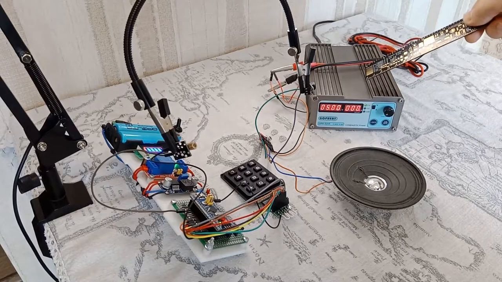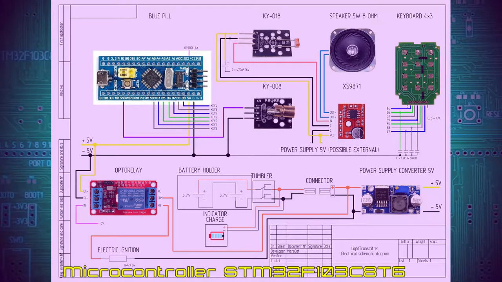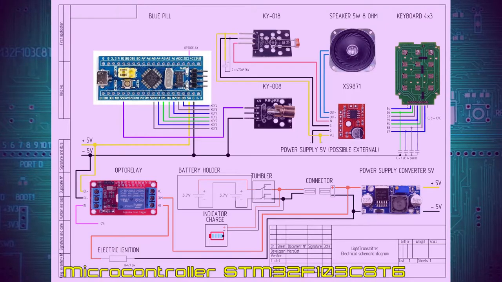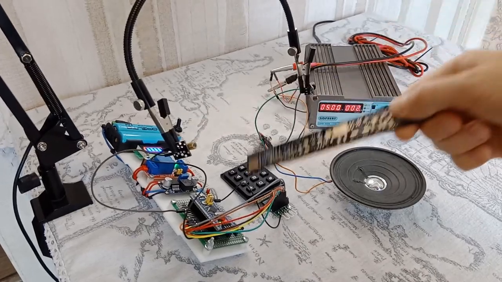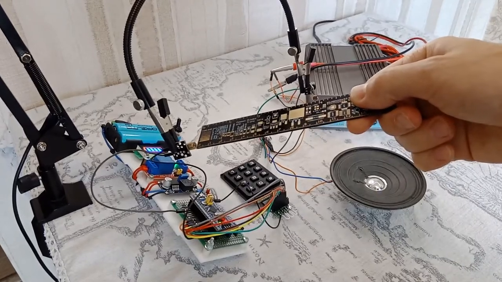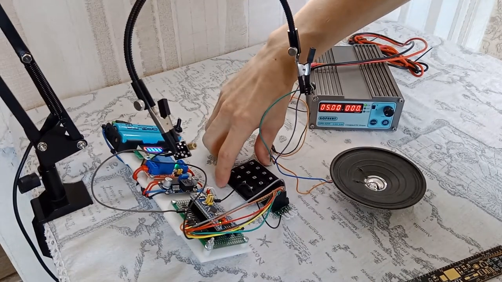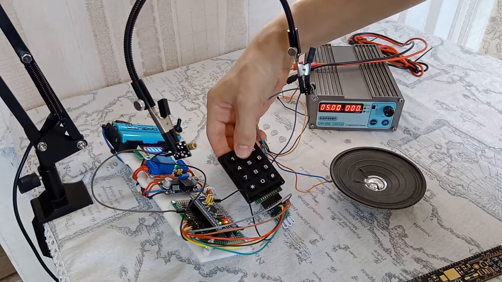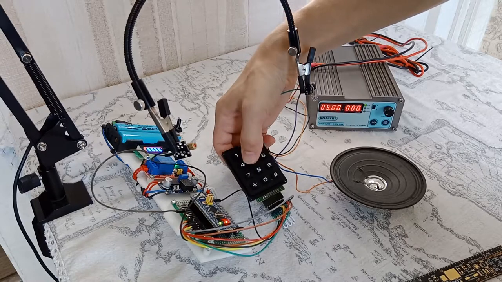You can power it from an external source of 5 volts. An STM32 microcontroller is used to control the laser, to which a PWM signal is supplied. The basic idea is to encrypt the desired signal, package it in PWM and send it to the transmitter. The receiver must be a device with a low-pass filter. It converts the wanted signal from the received PWM signal. Next, we amplify and issue to the speaker.